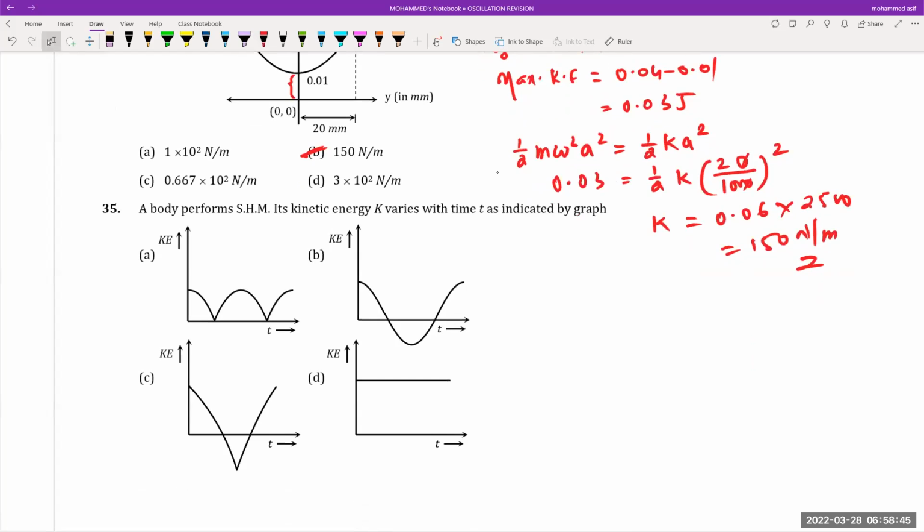Next one. The body is performing an SHM. Its kinetic energy K varies with the time t. See, kinetic energy is varying with the time, but it is never negative. तो इसमें नेगेटिव आ रहा है, इसमें नेगेटिव आ रहा है, इसमें कांस्टेंट आ रहा है. सो ओनली ग्राफ व्हिच कैन डिसिप्लेट इज नथिंग बट फर्स्ट वन.